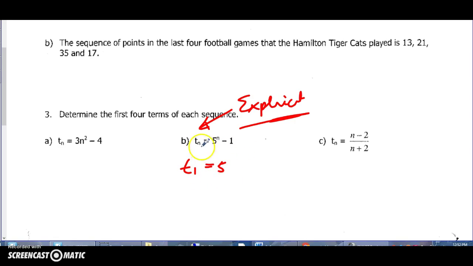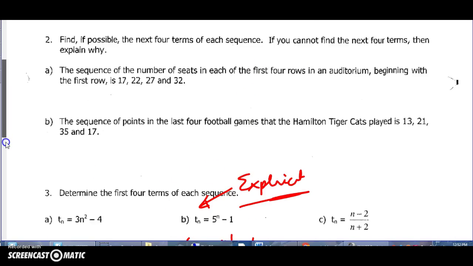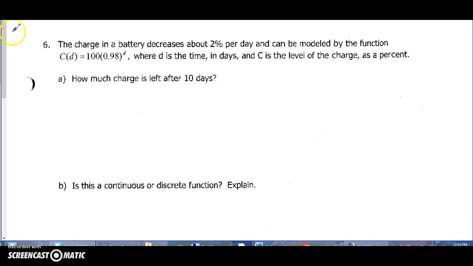For T1, I put a 1 for the n. Anywhere I saw an n, I put a 1. 5 to the power of 1 is 5, subtract 1 is 4. So the first term is 4. The second term is going to be 5 squared minus 1, which is 24. And then you keep going: T3, T4, T5.